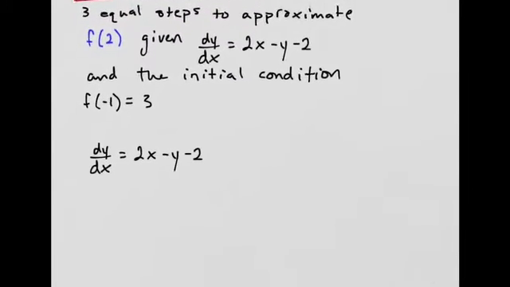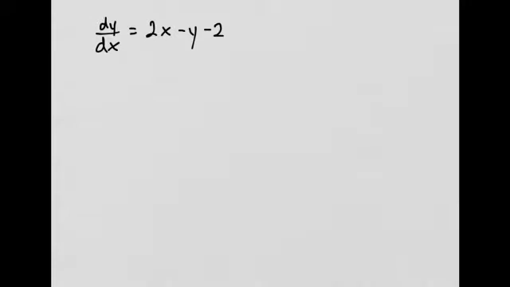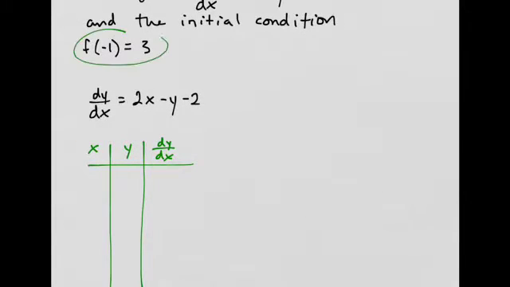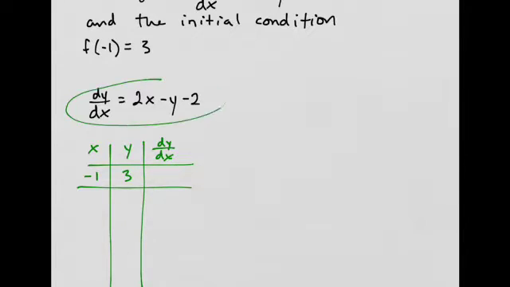So the first thing that I'm going to do is make a chart. I'm going to start with my initial condition. I'm going to have an x value of -1. My y value is 3. So what is dy dx? Well, I just plug it into there.